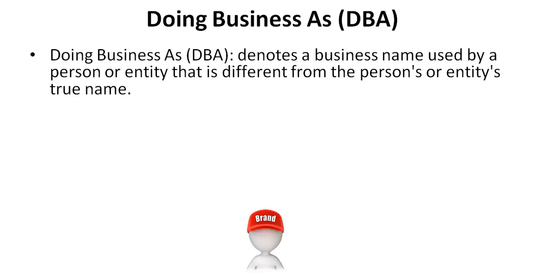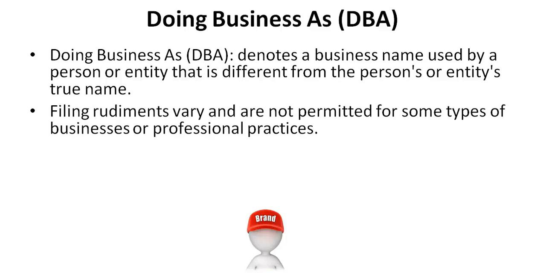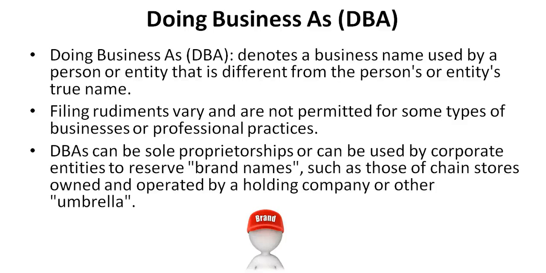Doing business as, or DBA, denotes a business name used by a person or entity that is different from the person's or entity's true name. Filing requirements vary and are not permitted for some types of businesses or professional practices. DBAs can be sole proprietorships or can be used by corporate entities to reserve brand names, such as those of chain stores owned and operated by a holding company or other umbrella.